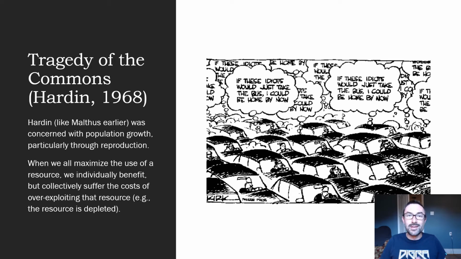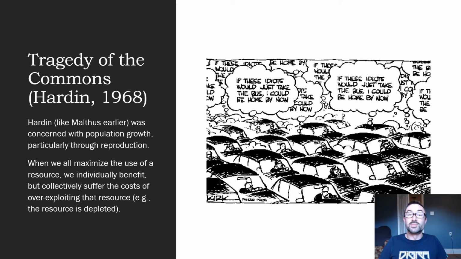Eventually it starts to become a bit dense, a bit overpopulated. Maybe if you keep doing this, the grass gets eaten altogether and it doesn't have time to regrow. Your cattle start grazing at a barren field, and all of a sudden there's no land for everybody to use. The land is there, but it has been degraded, it's been exploited because everyone has been acting in their own self-interest, and now everyone has to pay the consequences for everyone using it too much. So when we all maximize the use of a resource, we individually benefit. We get the use of the thing, but we collectively suffer the costs of overexploiting that resource.